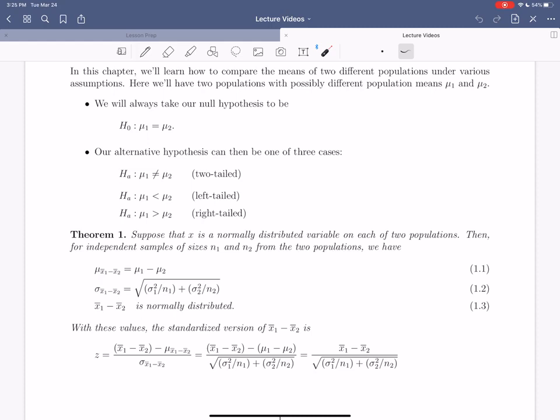So our null hypothesis is always going to be that nothing happens, right? That's what the null hypothesis is. And so our null hypothesis is that they're going to be the same. The two population means mu1 and mu2 are going to be equal. And then we can have one of three alternative hypotheses, just like we did in the previous chapter. We can say that maybe the means are not equal, so that would be a two-tailed hypothesis. Maybe our alternative hypothesis is that the first mean is less than the second, or the first one's more than the second, right? Those are the other two options. So it's left-tailed and right-tailed, respectively.